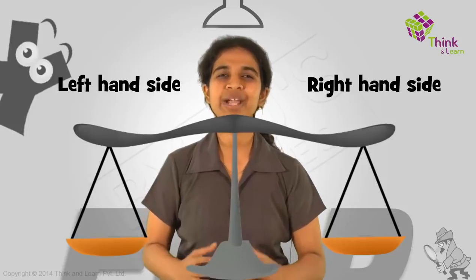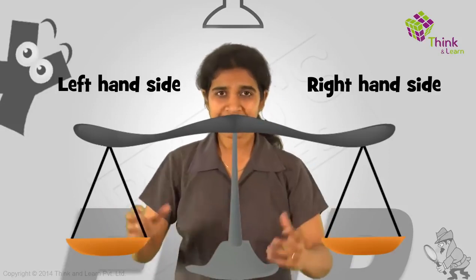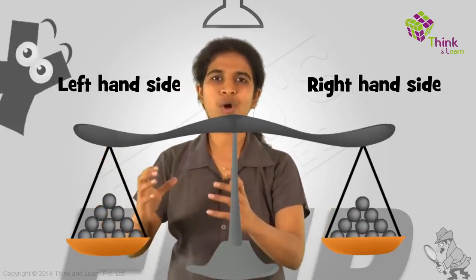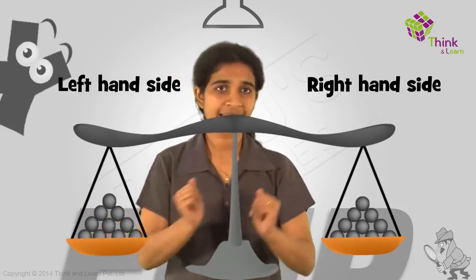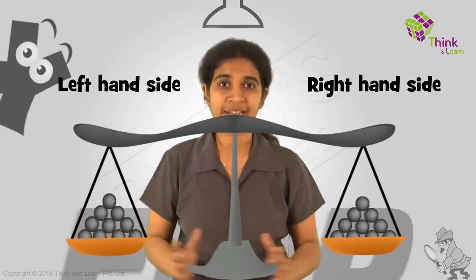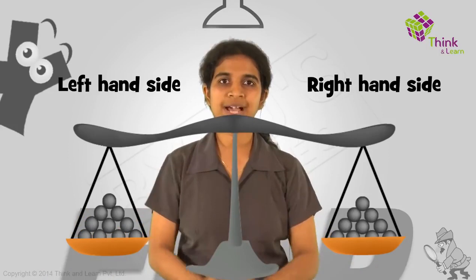So how do you maintain the balance? Let's get rid of this equation. Let's do some fun stuff. Let's put some pebbles of equal weights. Let's say all 1 kg pebbles, 10 of them on this pan and 10 of them on this pan as well. Perfectly balanced. Both sides are perfectly balanced.